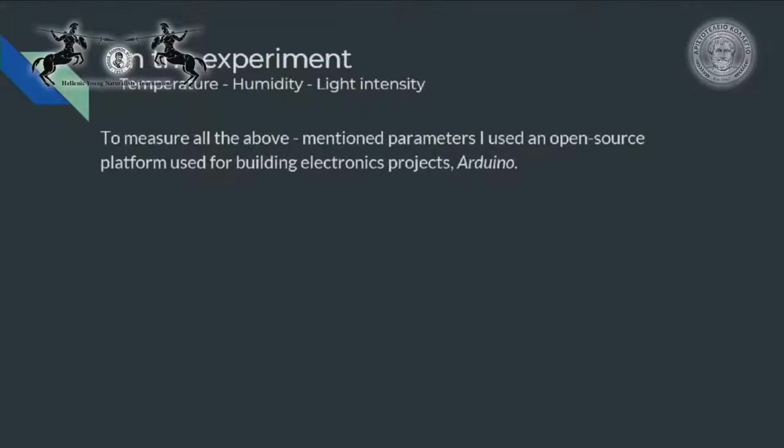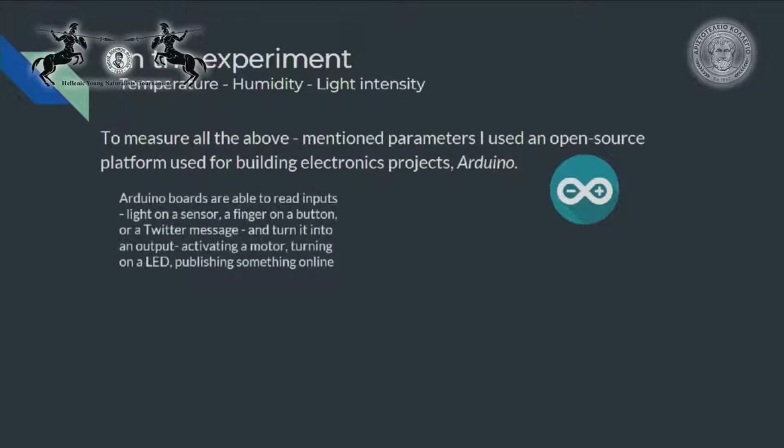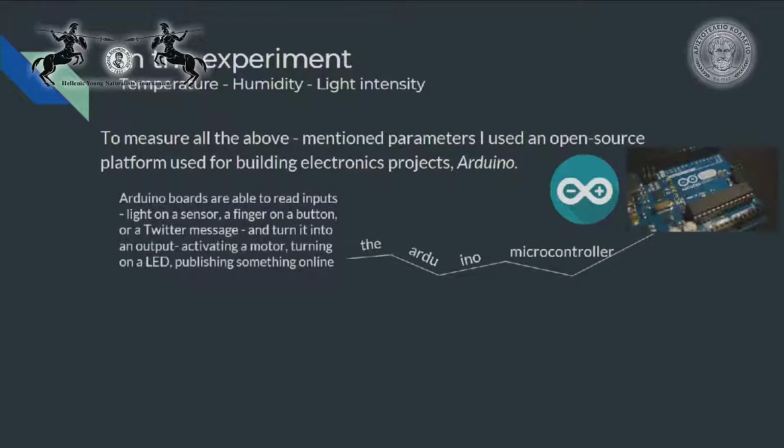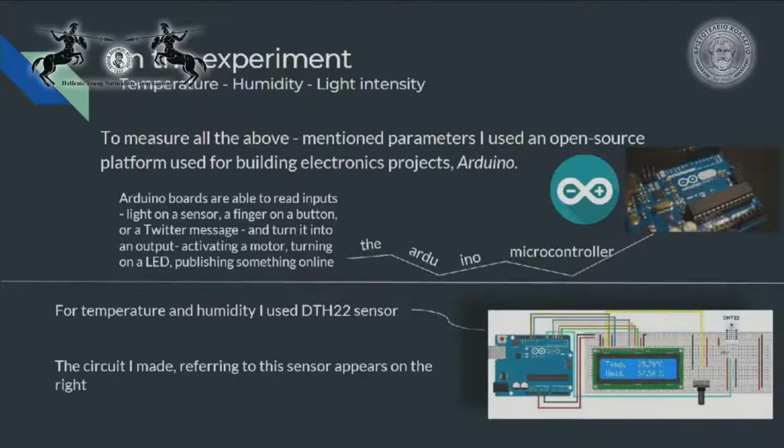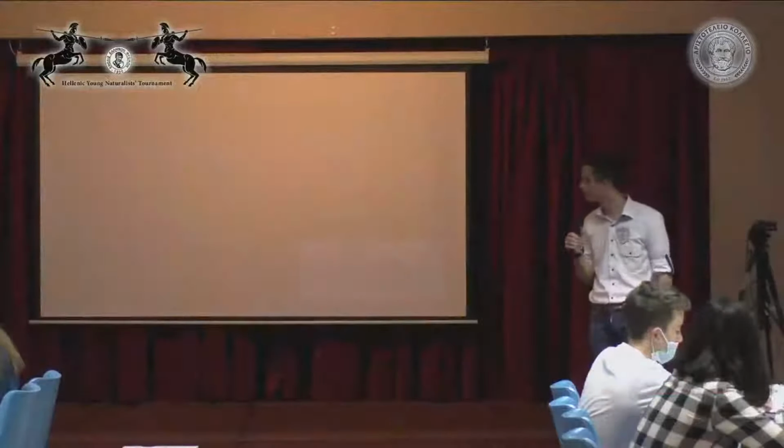And to measure all the above mentioned parameters, I use an open source platform which is called Arduino. Specifically for humidity and temperature, I use the DHT22 sensor, and the circuit I made referring to this sensor appears on the right.